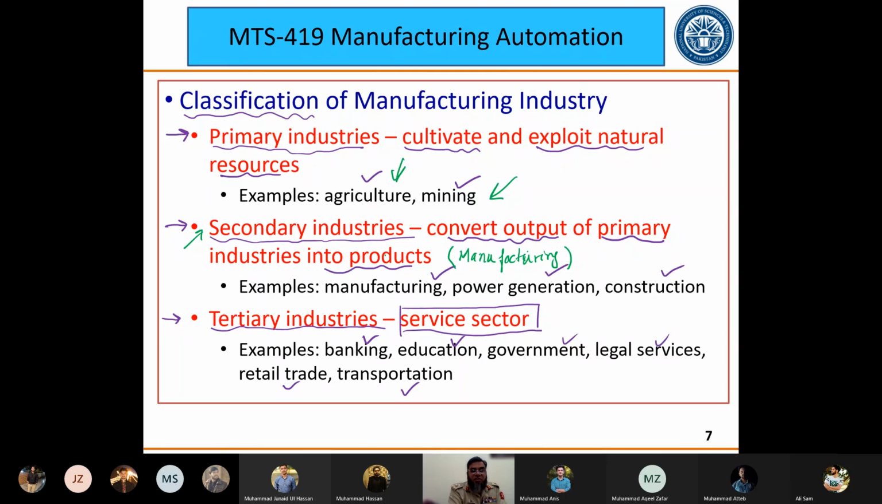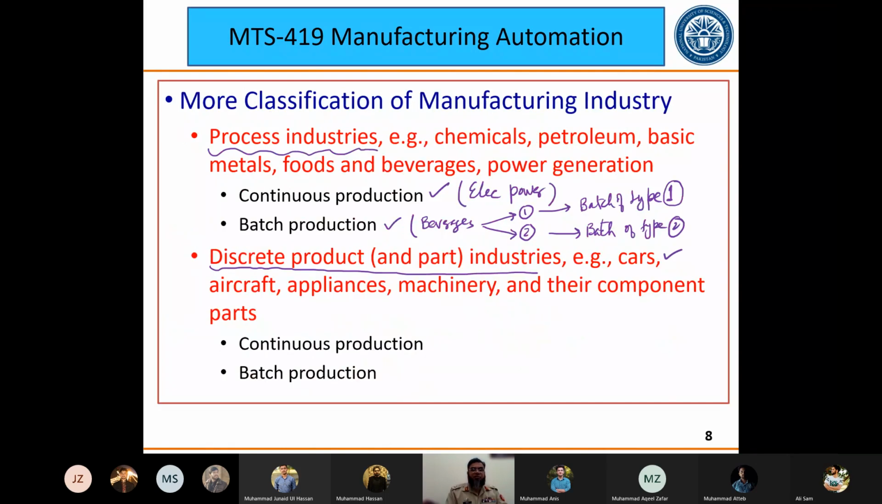The service sector helps out the secondary industry, the manufacturing, and the primary industry, and includes maybe banking, education, government, some legal services, some trades and transportation. These are the tertiary industries. All these industries work side by side to take the raw material to the finished product, which is made available to the customer. So these are the classes.